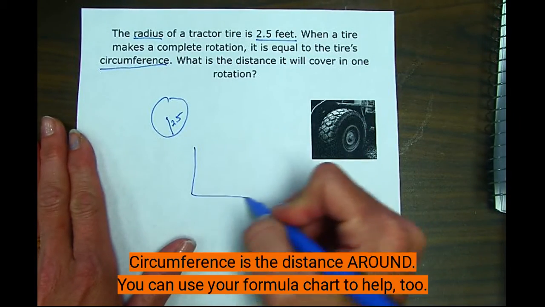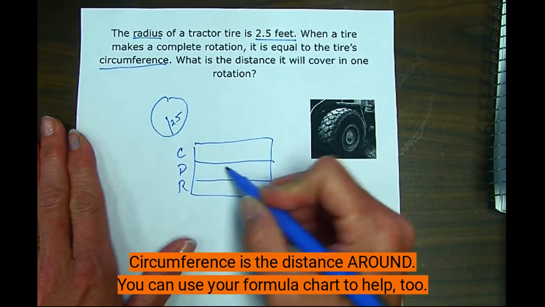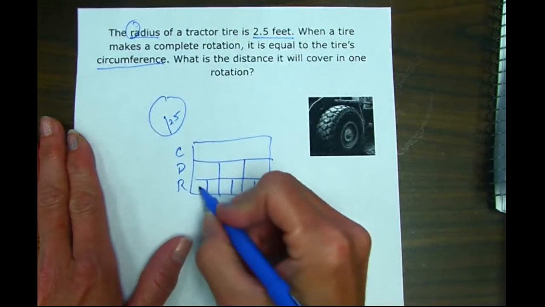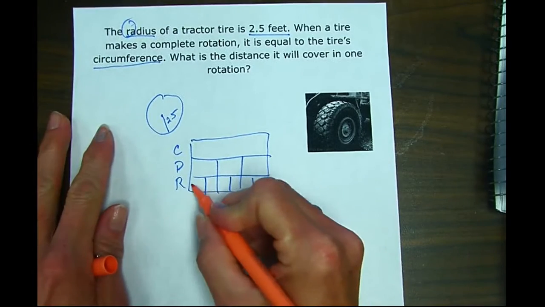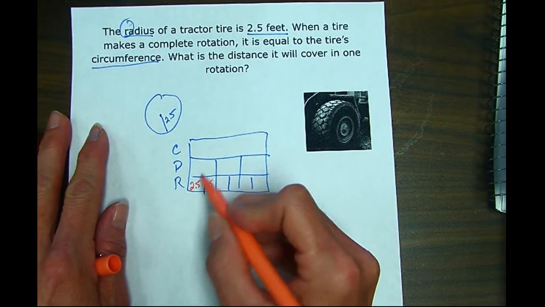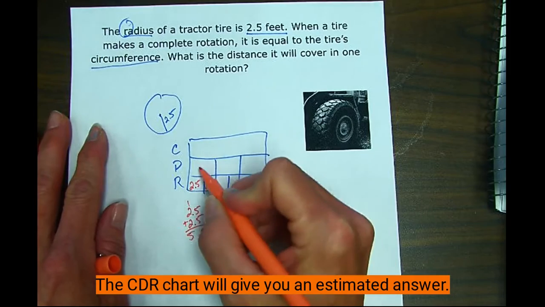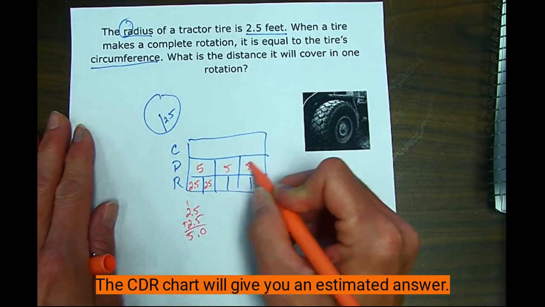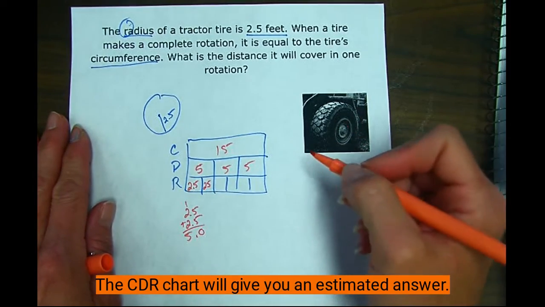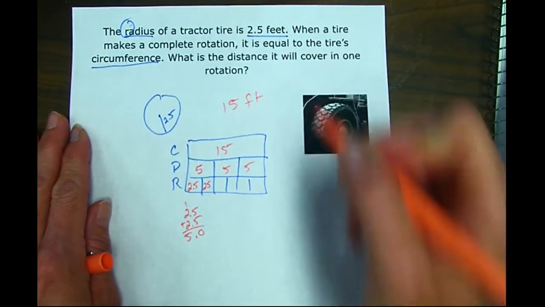We know that when we have circumference, we can do our CDR chart. So we're going to draw that out and then fill it in. This says radius r is 2.5. So we're going to put 2.5 here and here, and we can complete it across, but I know that 2 of these go here. So 2.5 plus 2.5 gives us 5, which puts 5 in each of these. 5 plus 5 plus 5 is 15. So the approximate circumference is going to be 15 feet.